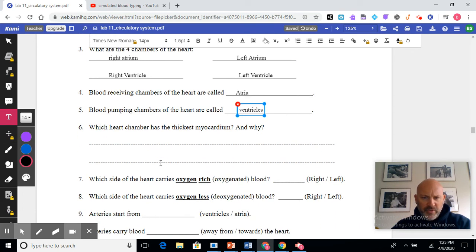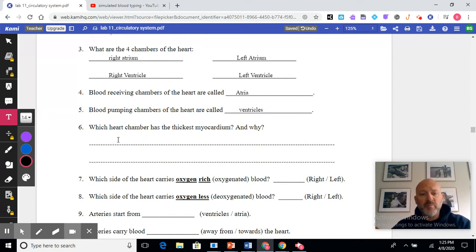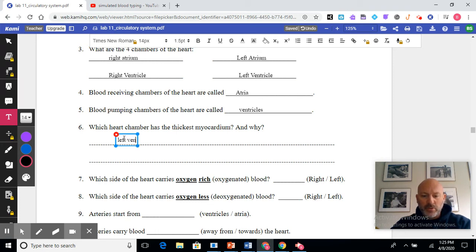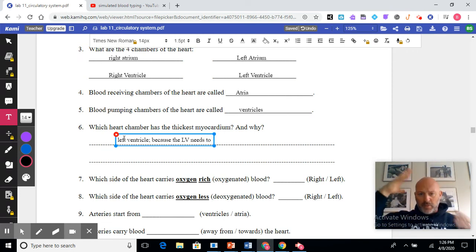Which heart chamber has the thickest myocardium and why? Well, this is going to be the left ventricle. And this is because it has the hardest job, right? Because when the right ventricle is pumping blood only next door to the lungs, the left ventricle has the job of sending blood to the entire body, up to the head, all the way down to the feet. It's a bigger job, so it has to be bigger. It needs to be the bigger of the two pumps.